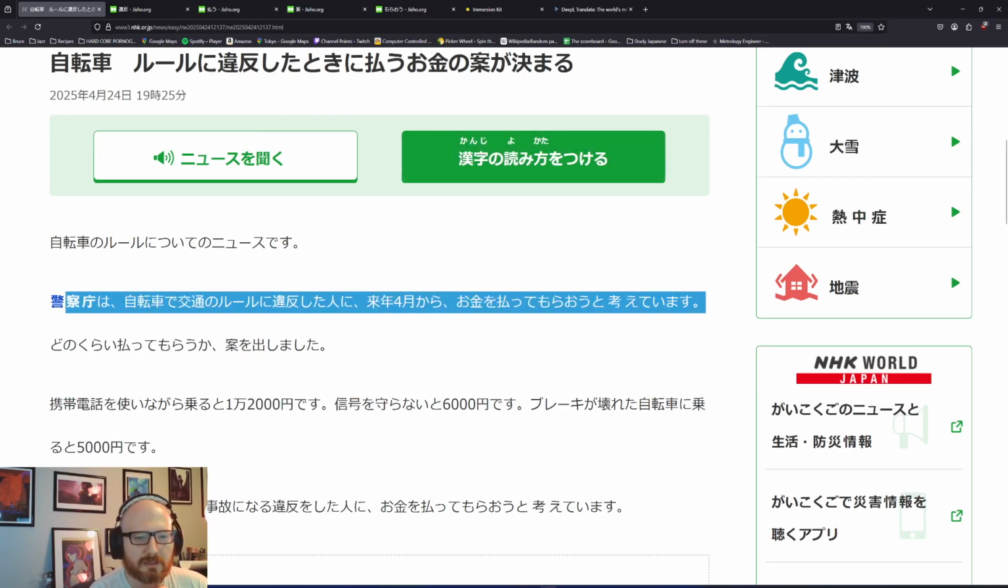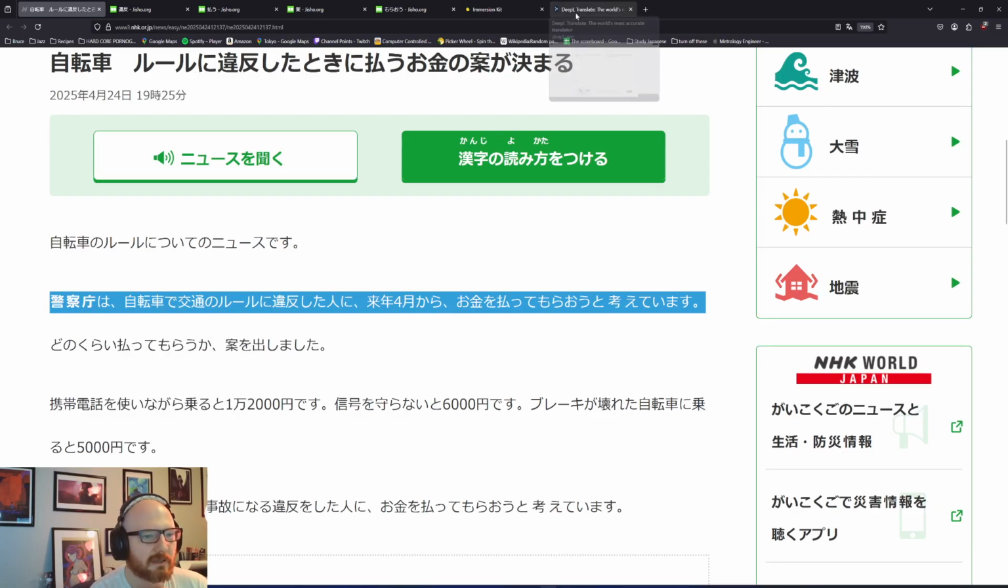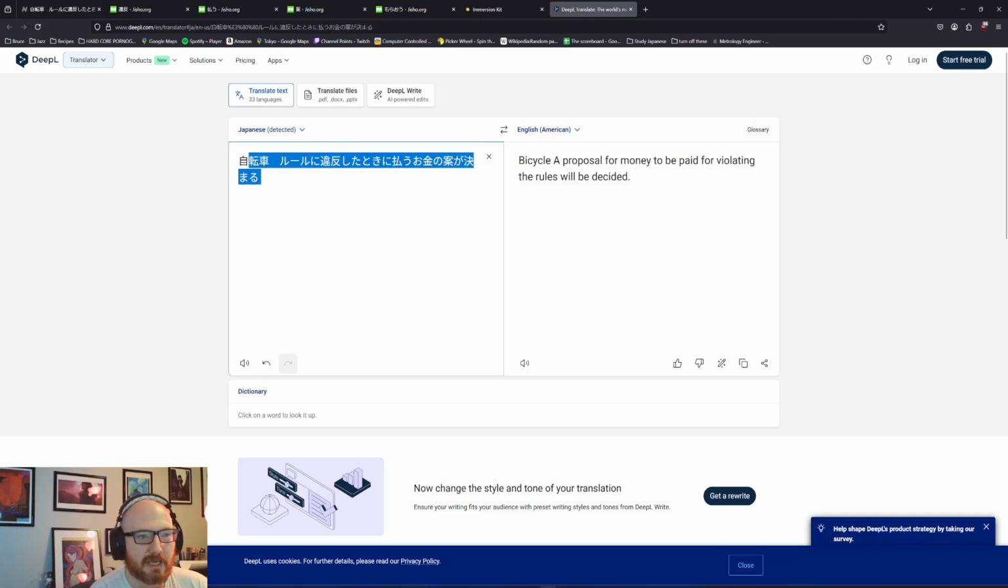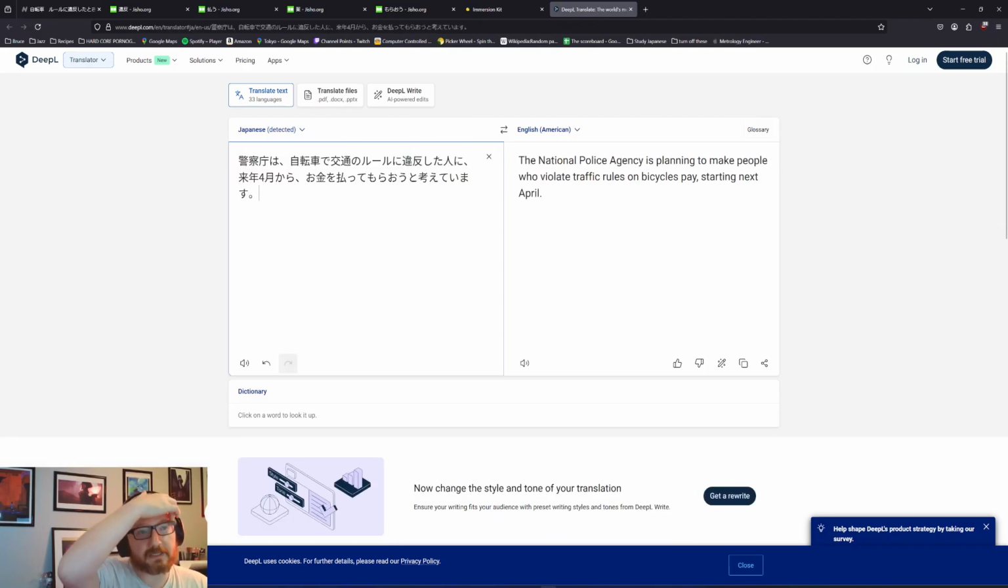So all together, what is this saying? I think it's just saying that next year, they're going to begin, if this passes, charging people money who violate bicycle rules. Plan to make people who violate traffic rules on bicycles pay starting next April. I'm kind of surprised that wasn't already the case, you know?